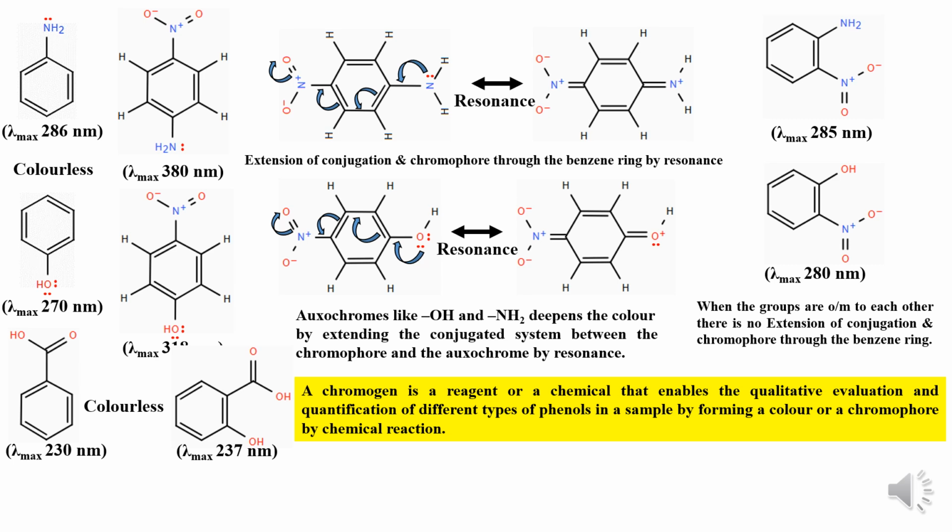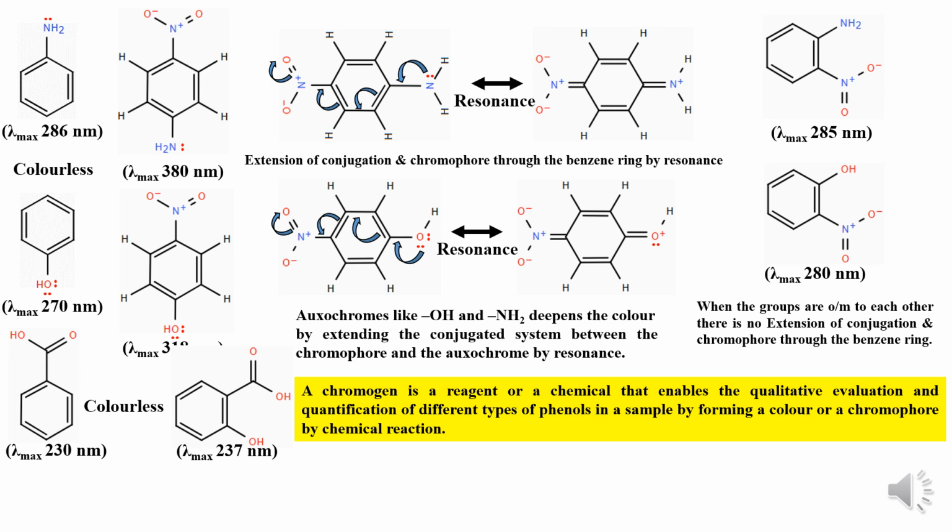Despite the OH group being an auxochrome, in case of salicylic acid there is no change in lambda max. That is because there is no extension of conjugation. So the placement of the auxochrome in the benzene ring is also crucial. Now, these colorless compounds can also be estimated in the visible region by using a chromogen.